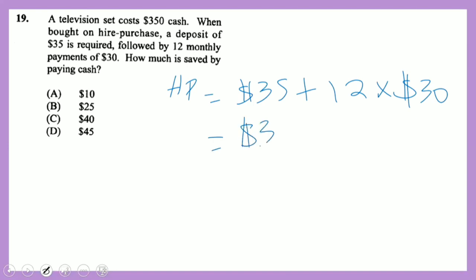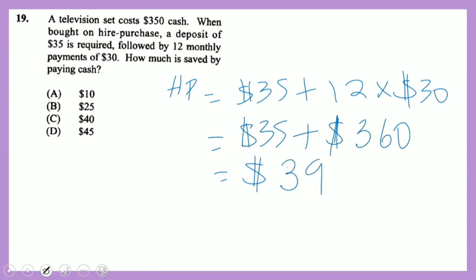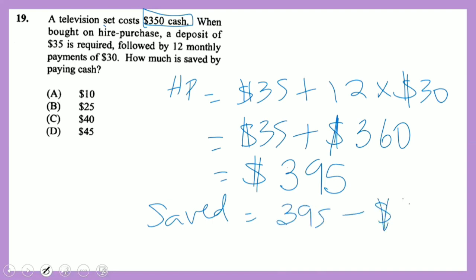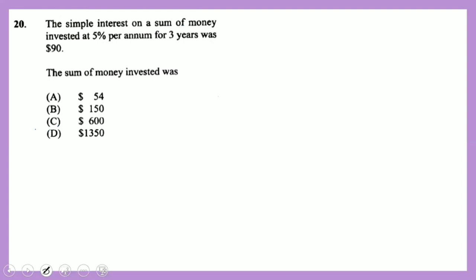So we have $35 plus 12 times 30, that is going to be $360. So the hire purchase price in total is $395. But if the person were to buy cash, they would pay $350. How much is saved if you buy cash? That's going to be $395 minus $350. What do we get? $45.